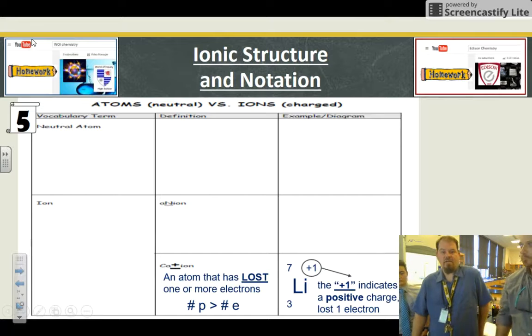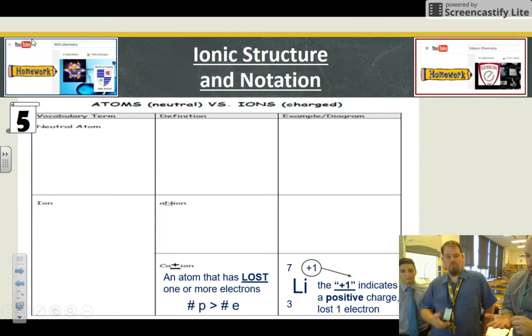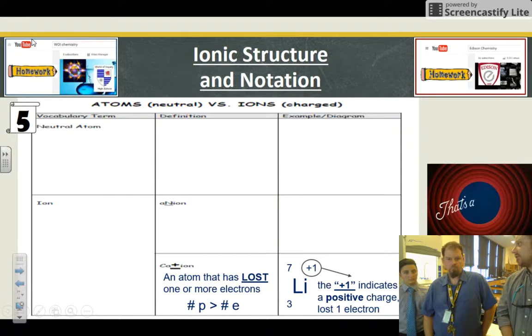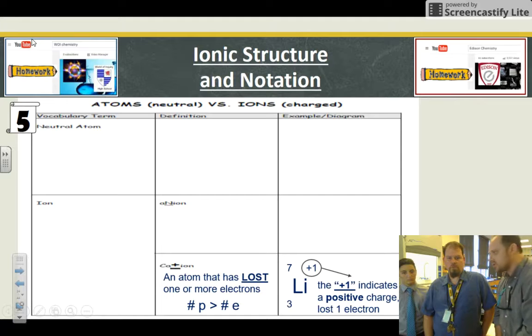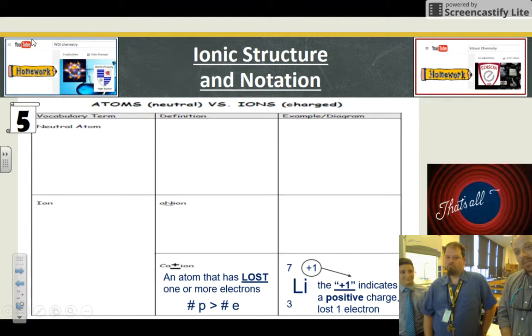I like to think of it as, if I have a +1 charge, well, who's positive? Positive's protons, so that means I have 1 more proton than electrons. And since the protons are never changing, you can figure out the electrons too.